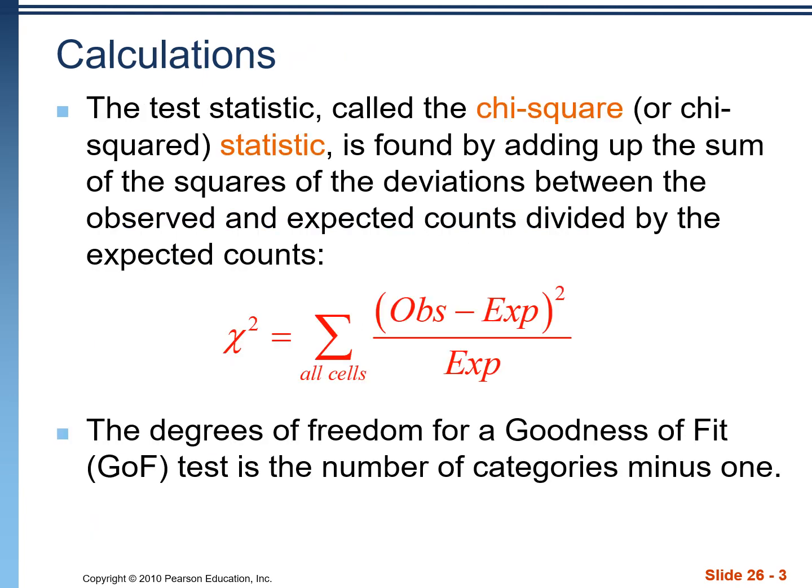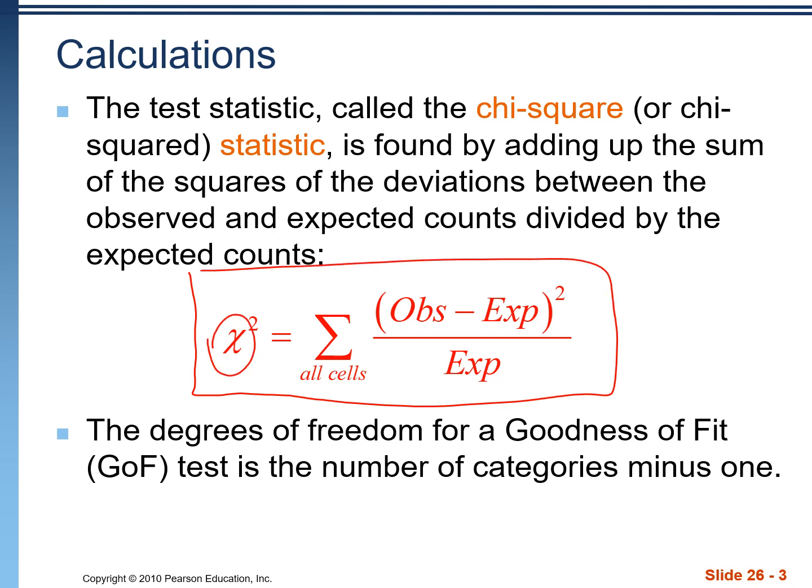Now with these tests, there's a new distribution. So it's not a normal distribution. It's not a t-distribution. Instead, it's called a chi-square distribution. And this one looks different than the other ones. The equation that we'll use for a test statistic is chi squared. This is a chi symbol, equals the sum of all the cells in our table, and we do this for each cell: observed minus expected, we square it to make it positive, divide it by the expected value, add those up for all the cells, that gives us our chi-square value.